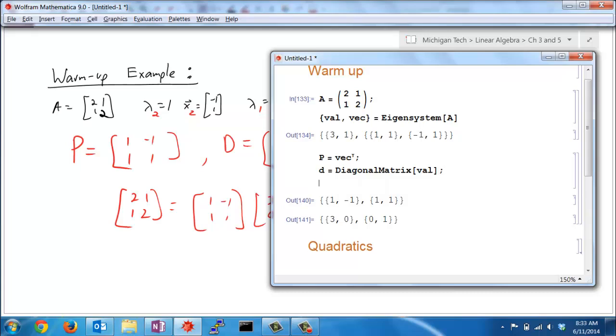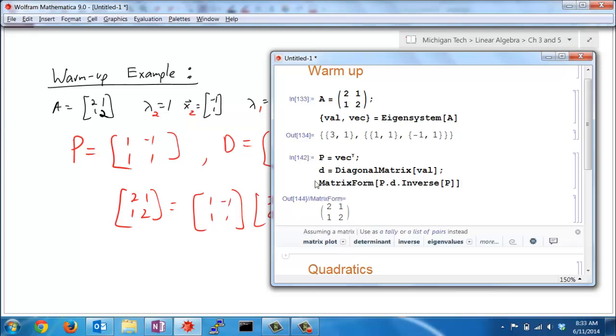And then I'm going to do the product, P times D times the inverse of P. And I want this whole thing to look pretty. Hooray! So we got back to where we started from. So just an example: we create that matrix P to be a matrix whose columns are the eigenvectors. We have this diagonal matrix D, which has the eigenvalues as the diagonal entries. That's the diagonalization of A.